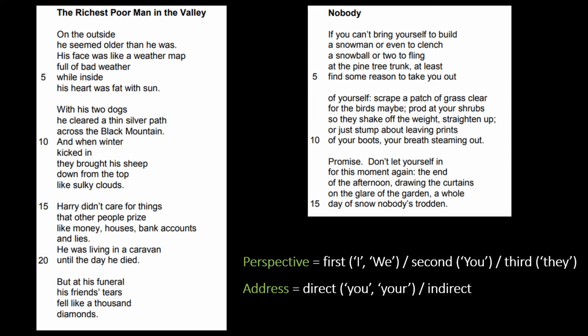First, work out which perspective each poem is written in, and then if it uses direct address or indirect address. On screen is a reminder of what these terms mean. In this example, richest poor man is written in the third person. Nobody is in the second person. This also means that it uses direct address whilst the first one does not.